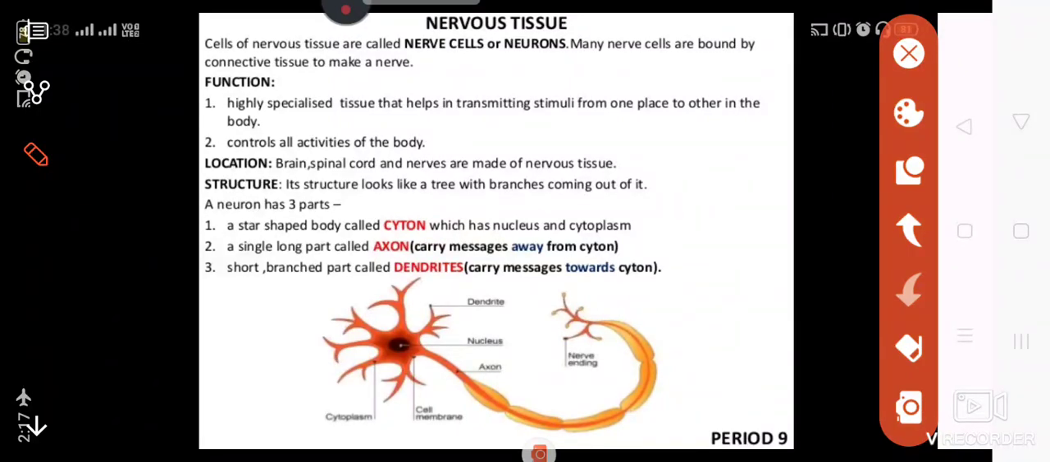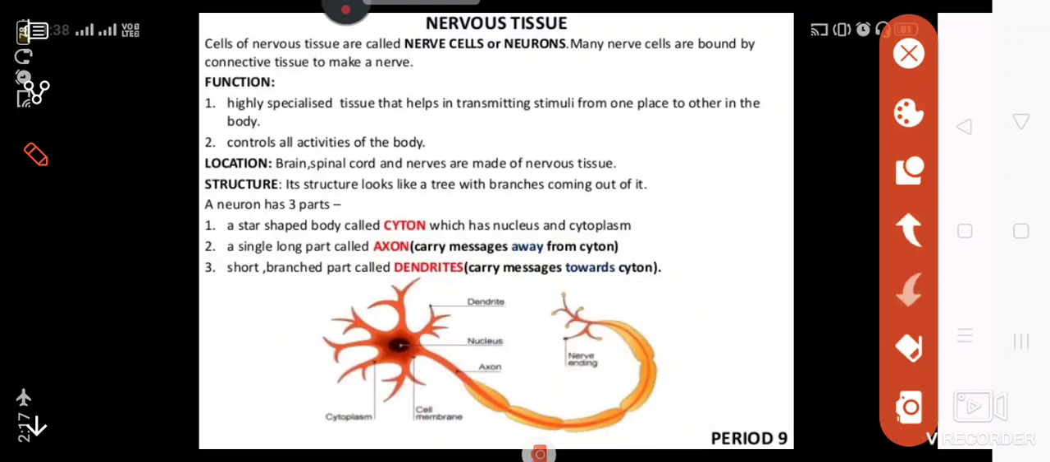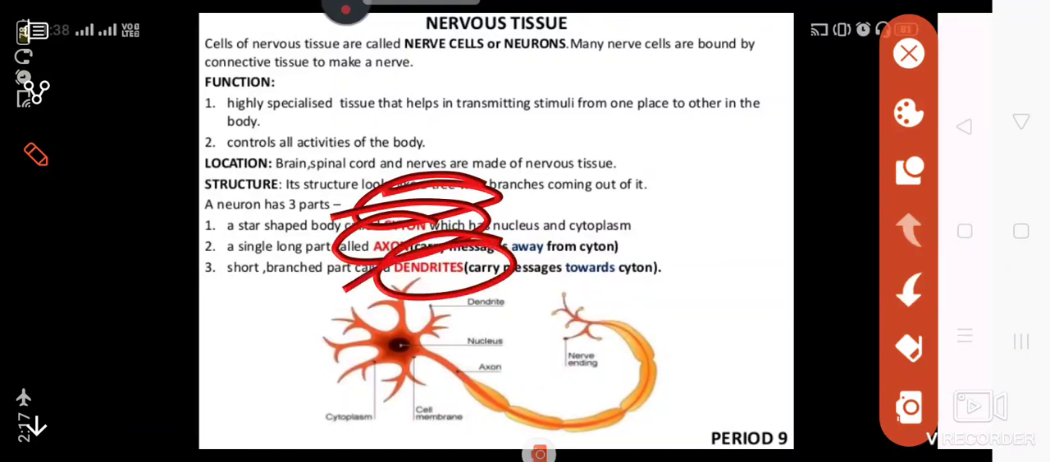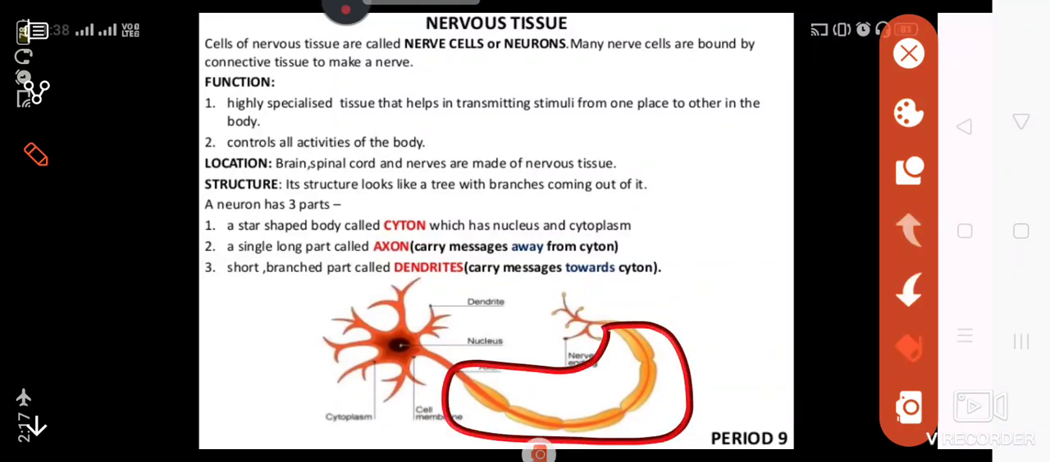If you see how these look, they look like a tree with branches. This has a root, a kind of stem, and branches which scatter in the upper part. So basically it has three parts: cyton, axon, and dendrites. This part is known as cyton. This complete yellowish part is known as axon.